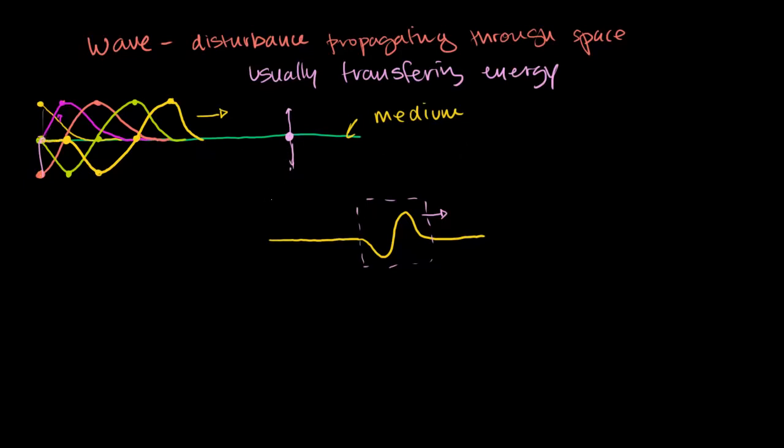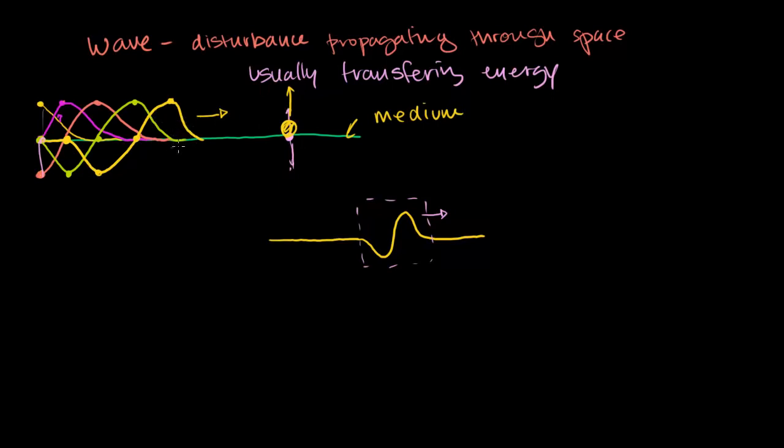If I had some type of object here sitting on the rope, maybe when the disturbance passes by it, this thing could get flipped into the air. It might get pushed into the air and go into a higher potential energy. So this disturbance is transferring energy in this case.